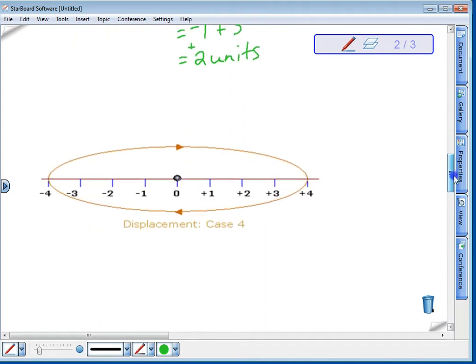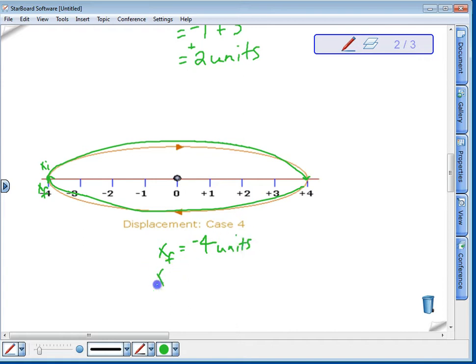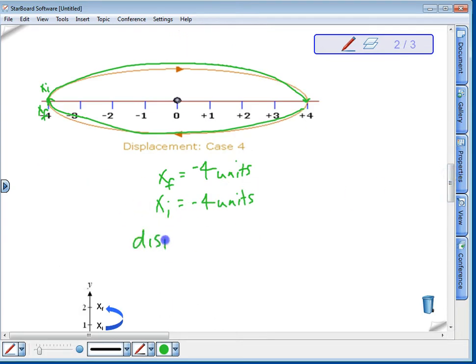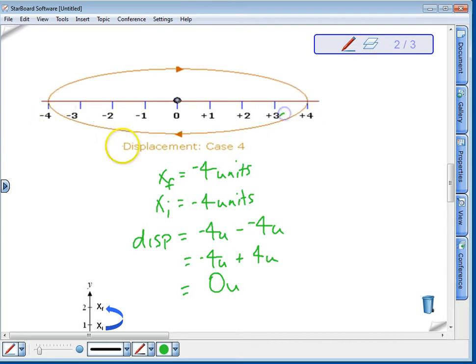Okay? Here, I went in a complete circle, right? So if my x sub i was here, then my x sub f is here too, because I went around a complete circle. So my x sub f is -4 units. My x sub i is -4 units. So my displacement then would be -4 minus a -4, which is the same as -4 units plus 4 units, which gives me a displacement of 0 units. That makes sense because you can see that I started out and ended up in the same spot. I just went in a loop.